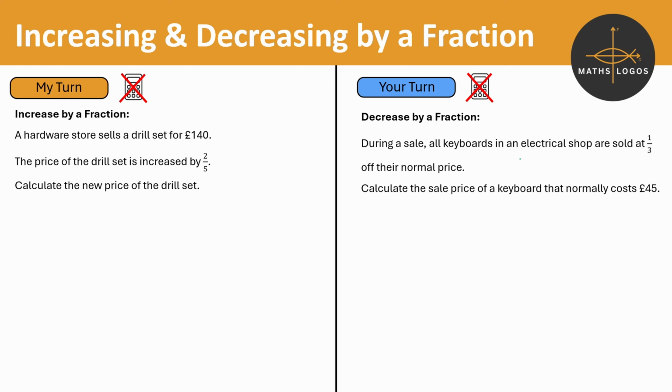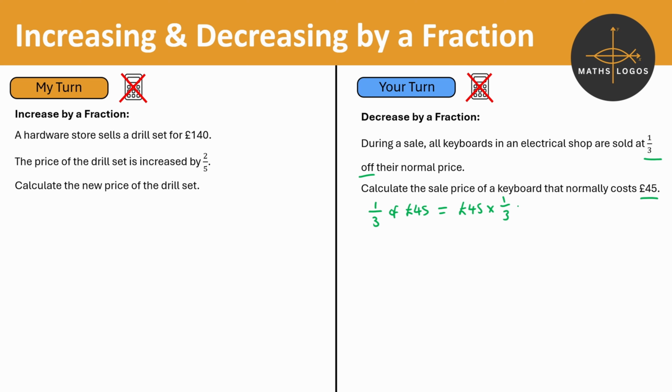During a sale, all keyboards in an electrical shop are sold at 1/3 off their normal price. Calculate the sale price of a keyboard that normally costs £45. Okay, so during the sale, they are sold at 1/3 off their normal price. I want to start by calculating what 1/3 of £45 is. And remember, to work out 1/3 of something, that's the same as multiplying it by 1/3. I'm working out 1/3 of 45.